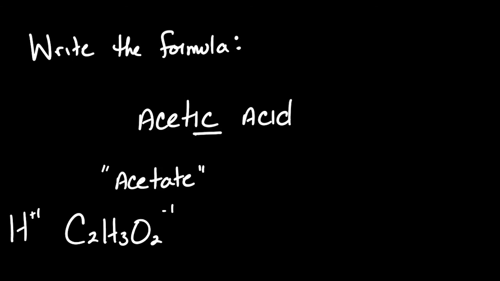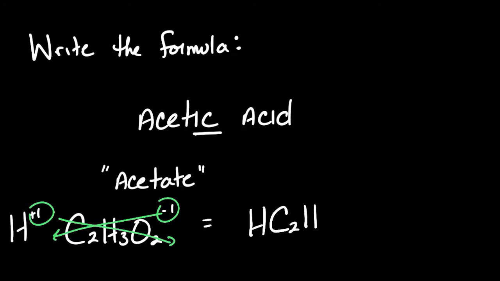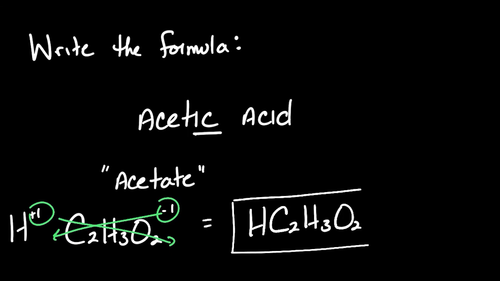Now, of course, this is an acid, so we should add a hydrogen ion to this chemical formula. And we can see that those charges balance each other out, +1 and -1. So our chemical formula for acetic acid is HC2H3O2. Acetic acid has a pretty big fan base because this is vinegar.